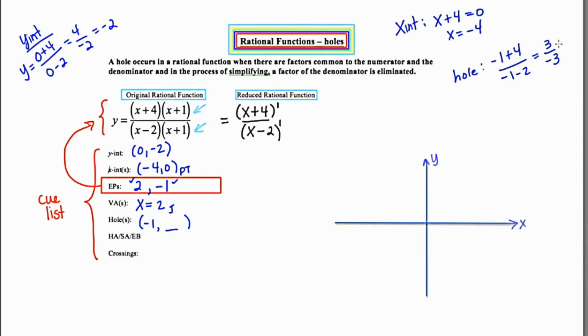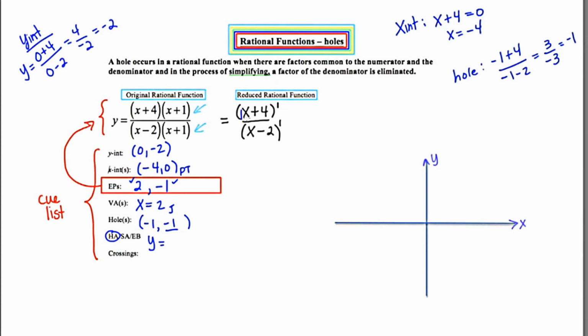I end up with 3 over negative 3, which of course is negative 1. So there's going to be a hole at (negative 1, negative 1). Now the next Q is to decide whether we have a horizontal asymptote, a slant asymptote, or polynomial end behavior. To make this determination, you have to compare the degree of the numerator with the degree of the denominator in the reduced function. In this case, the degrees are the same, so we're going to have an HA, and the HA is going to be y equals the ratio of the leading coefficients.